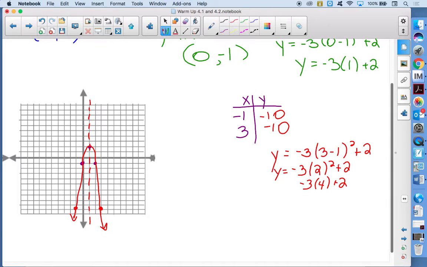The distance between those points vertically, they're spreading out more, and that's because there's a 3 there and not a 2. So everything's being tripled instead of being doubled.